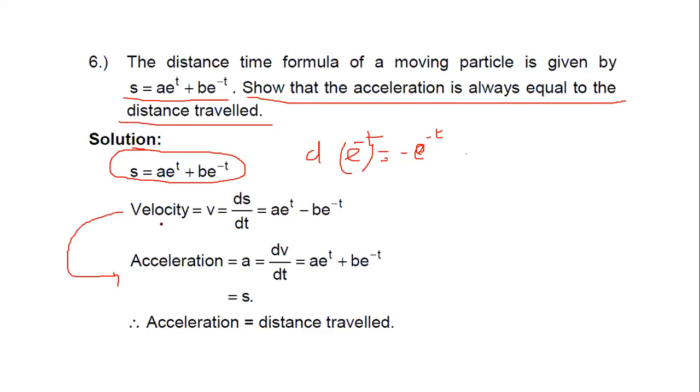Acceleration means once again you have to differentiate the velocity. Differentiating a e power t, the minus is already there. Differentiating e power minus t, once again minus will come. So this minus minus will become plus: a e power t plus b e power minus t. You can see what is given as the distance, a e power t plus b e power minus t. We compare it with the acceleration, both are the same. Therefore, we can write acceleration a equal to s.